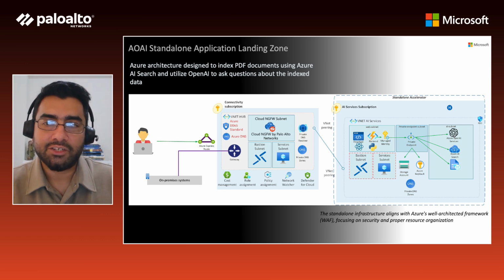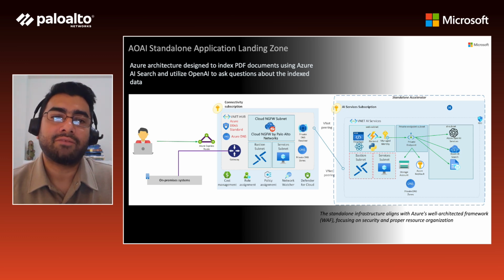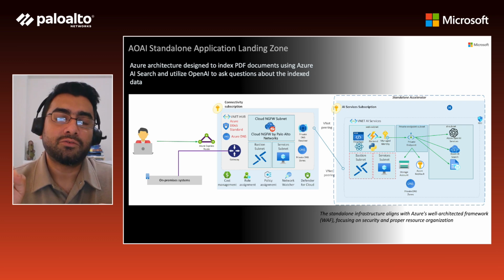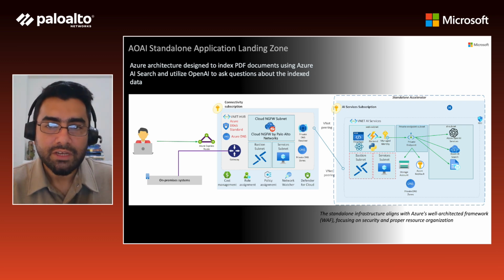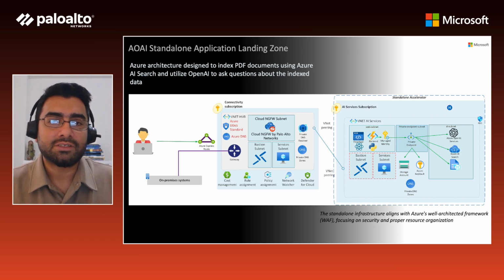So you can see you have Azure AI Search here, and OpenAI Services, which is sitting in the AI subnet. So you can have a different subnet dedicated to your AI services. So you can connect to your endpoint or your VNet peering as well. So these are the standalone services that you can provide through the Accelerator program.